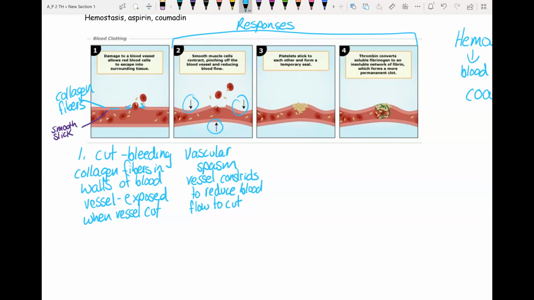Next is when those exposed collagen fibers come into play. This is platelet plug. Platelets are flowing in your blood, so you constantly have platelets flowing around as part of your blood. When there's exposed collagen fibers, the platelets stick to them.